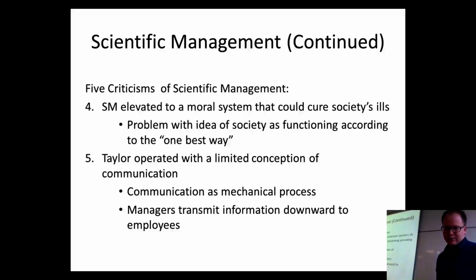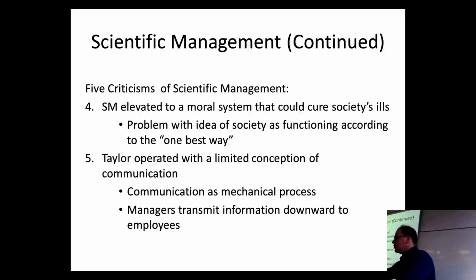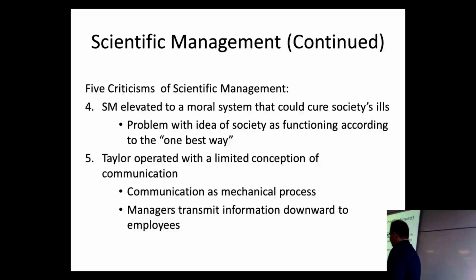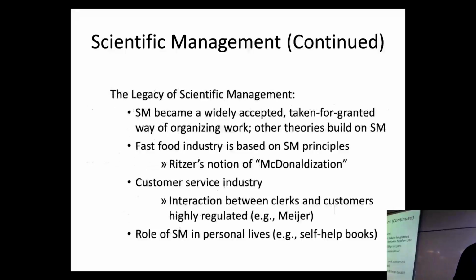And Taylor operated with a limited conception of communication. So communication was for him really just handing on your preset task to somebody else. That was enough. So the alignment to a mechanical process. And this made a lot of sense, right? You had assembly lines that were actually moving, where people just had to lever maybe with a screwdriver or something, and that was basically what it was. And then managers transmit information downward to employees, so it's one-direction communication.